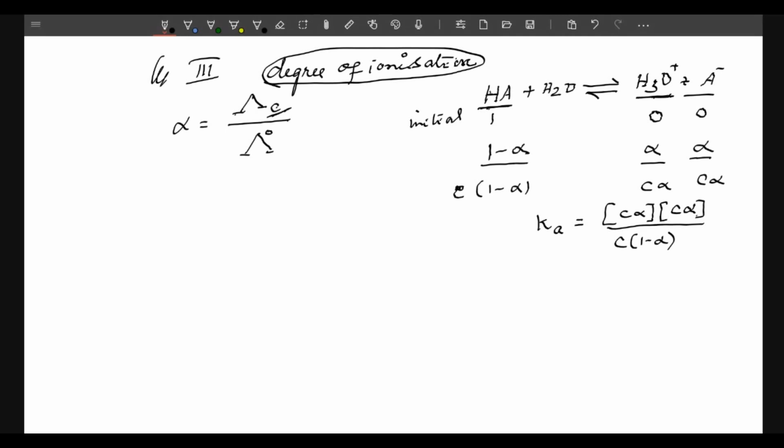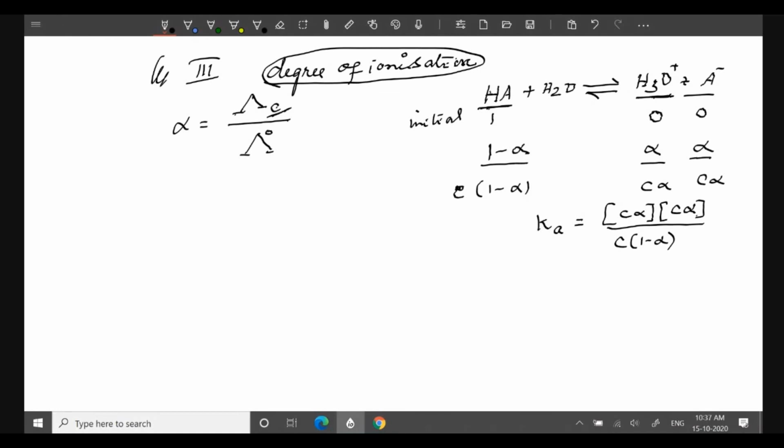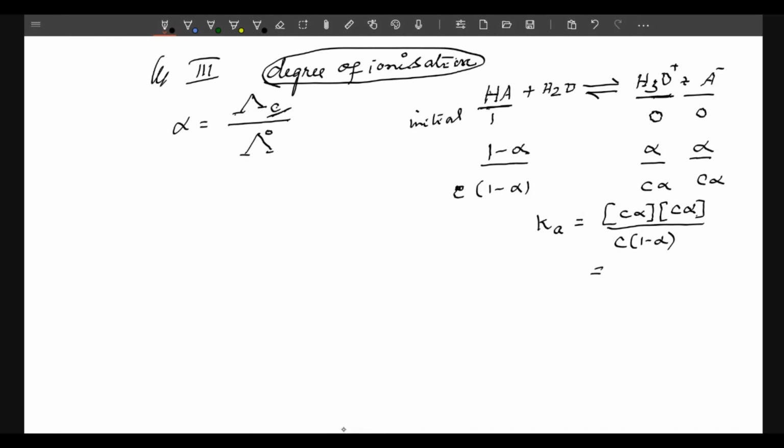And for a very weak solution, the gamma value, that is the activity coefficient, is taken to be unity. Therefore, now K is given in terms of the concentration instead of the activity. Therefore, you get the actual equation as C squared alpha squared by C into 1 minus alpha. If you cancel this, you will get C alpha squared by 1 minus alpha.